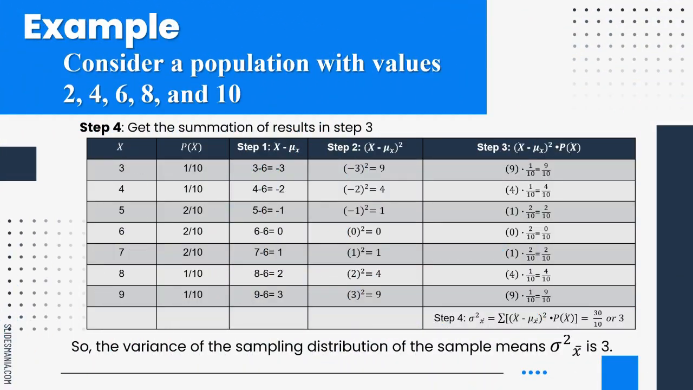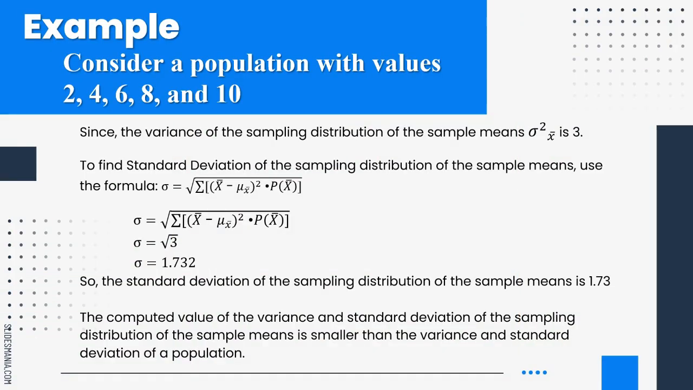Step 4. Get the summation of results in step 3, that is 9/10 plus 4/10 plus 2/10 plus 0/10 plus 2/10 plus 4/10 plus 9/10, that is equal to 30/10 or 3. So the variance of the sampling distribution of the sample means, or sigma squared sub x bar, is equal to 3.